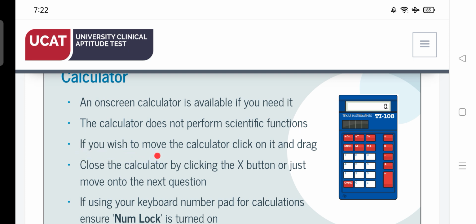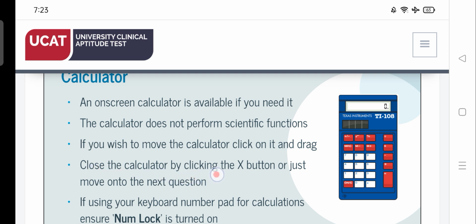If you wish to move the calculator, click on it and drag. You just open it by clicking the calculator on the toolbar on the left top corner of your screen. But if you want to move it to the other side of your screen, how are you going to do it? You just have to click on the word calculator written over the calculator and then drag it where you want, from left to right, right to left, up and down, wherever.